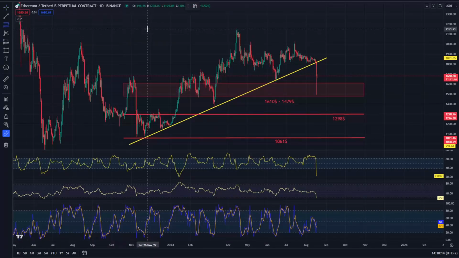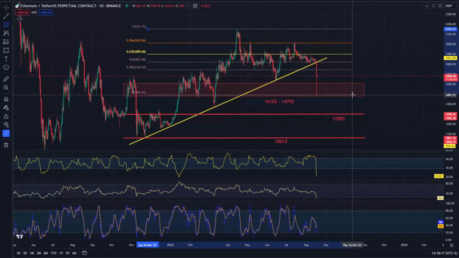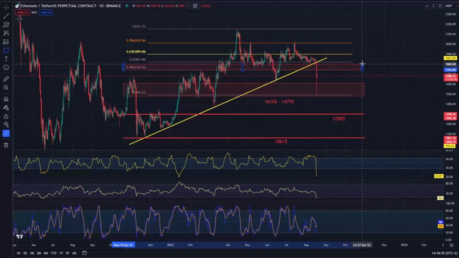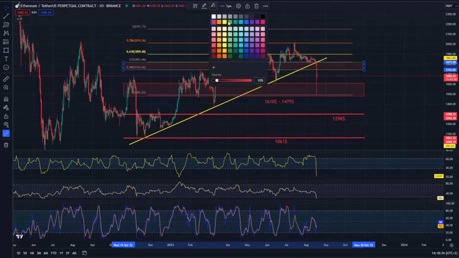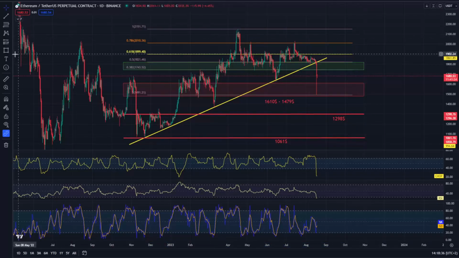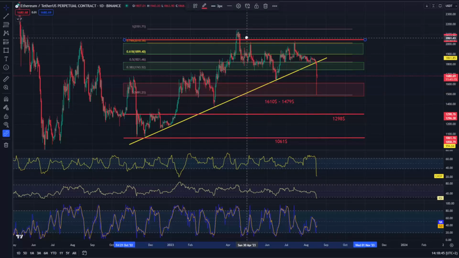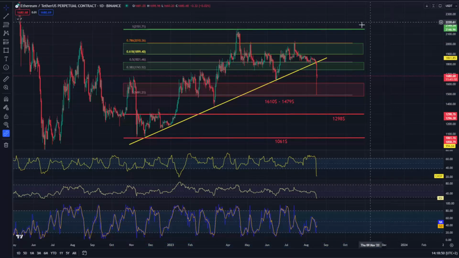Looking the other way, we can also mark the places where the price should encounter resistance on the way to increases. And here is the first resistance. We will mark the zone from $1,743 to $1,819. Then we have the second zone from $1,899 to $2,009. And then a very strong resistance at $2,146.